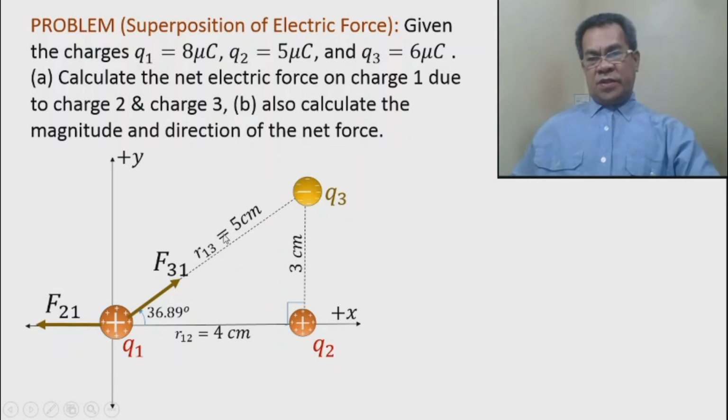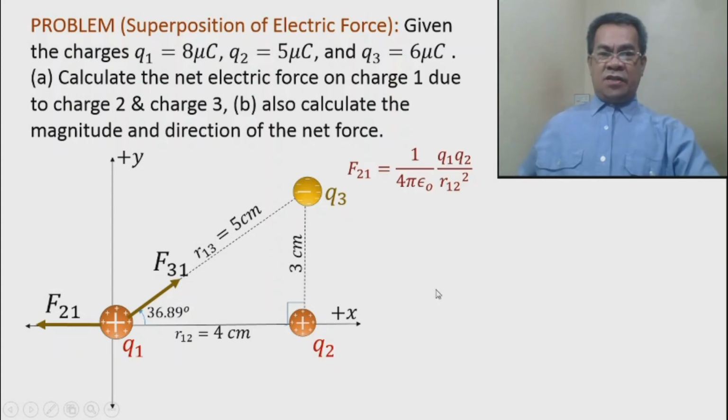From the given information, we are able to calculate the R and the angle. So we are now ready to calculate the force that 2 exerts on 1. Use Coulomb's law: 1 over 4 pi permittivity, this is a constant. Q1 is given as 8, Q2 is given as 5 micro, and R12, the center to center distance between charge 1 and charge 2, is 4 centimeters squared.